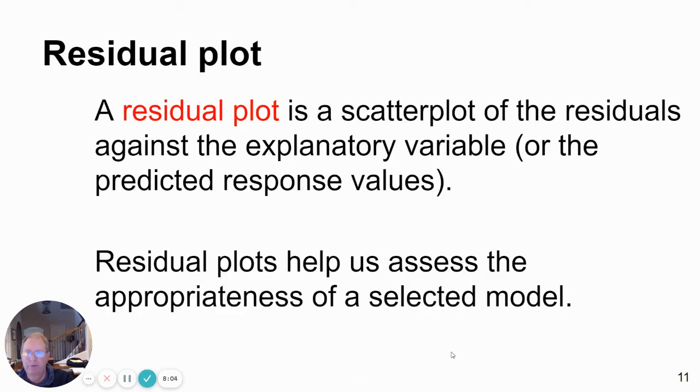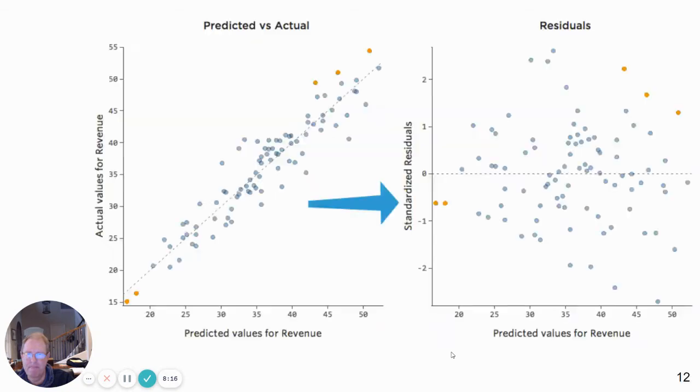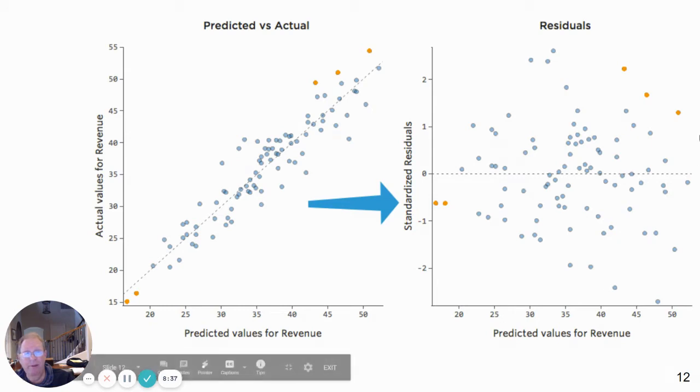A residual plot is a scatter plot of the residuals against the explanatory variable. Residual plots are important because they help us determine whether the model that we are using is appropriate. This slide shows you the relationship between the observed data and the residual plot. So on the left here, I have my scatter plot, and the dotted line is my regression line. And on the right-hand side here, I have the residual plot.